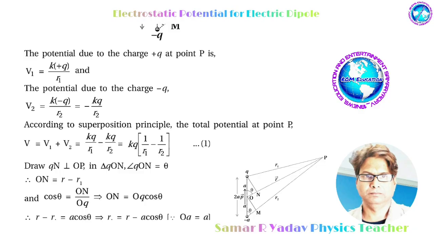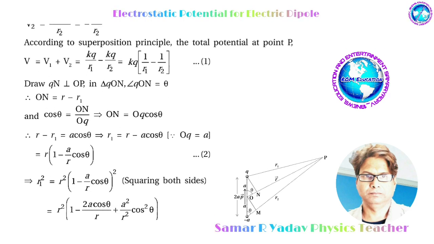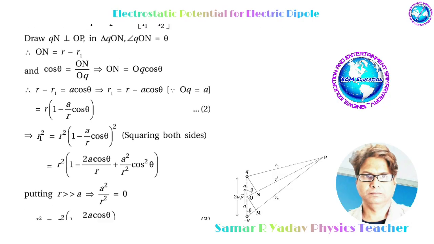Draw QN perpendicular to OP. In triangle QON, angle QON is equal to theta, you can see in the figure. Therefore ON = r - r1, and cos theta = ON/OQ, which implies ON = OQ cos theta. Therefore r - r1 = a cos theta, which implies r1 = r - a cos theta, where OQ = a.